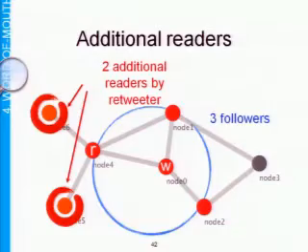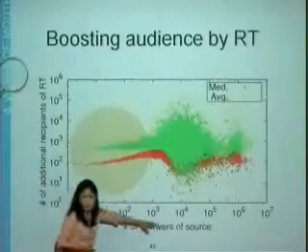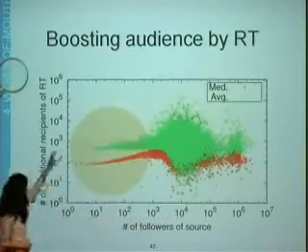And so this is the additional readers that we pay attention to. That's interesting because if you retweet, you actually bring in additional readers to the new tweet. And what's interesting is you boost the audience by retweet. So this is number of followers of a source on the x-axis, and y-axis is additional recipients of the retweet.